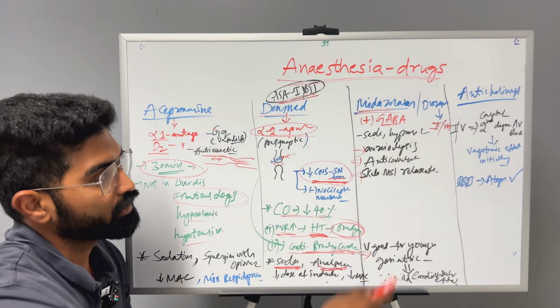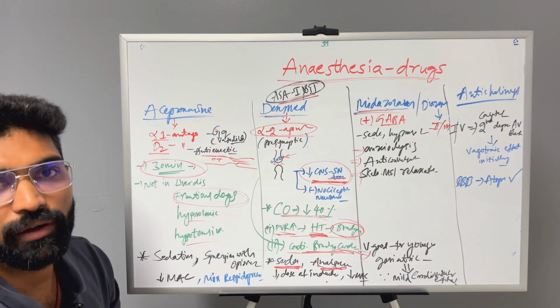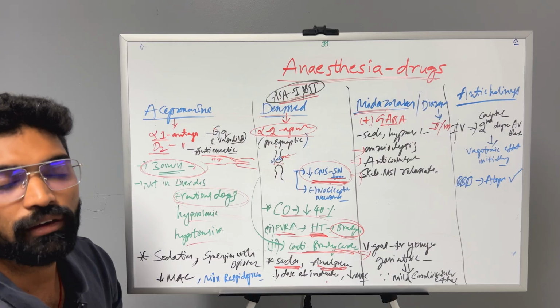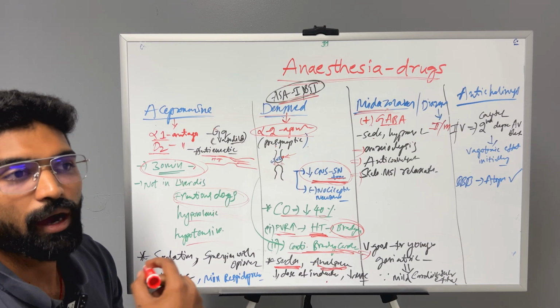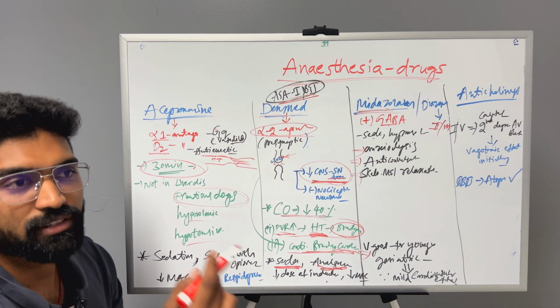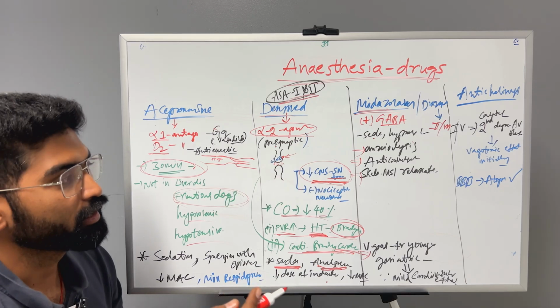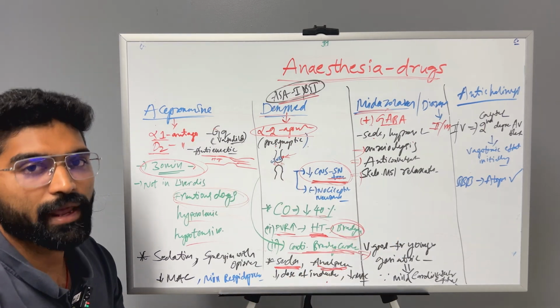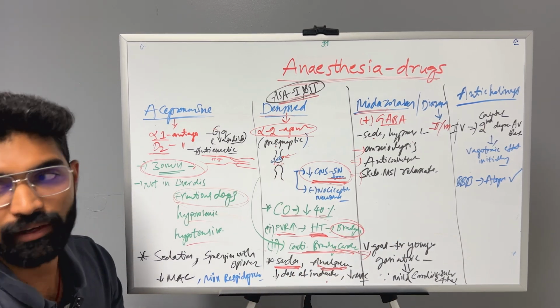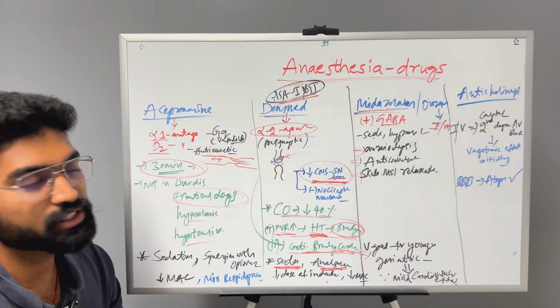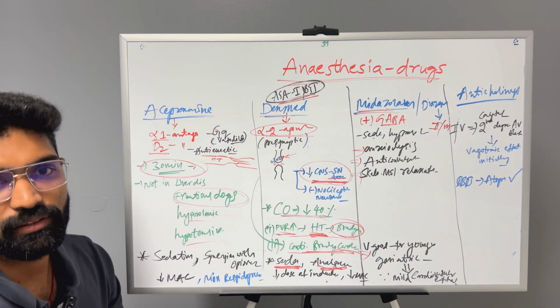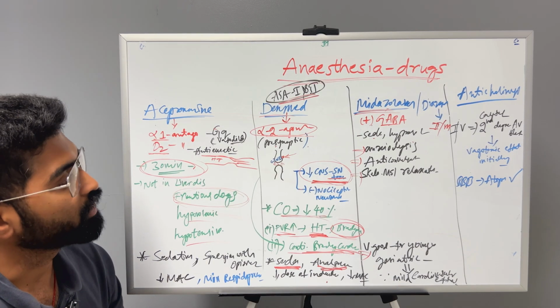Okay, and the main difference between atropine and glycopyrrolate is that glycopyrrolate cannot cause much tachycardia, just like atropine. Okay, and atropine can cross the blood-brain barrier, but glycopyrrolate cannot. So this is about the pre-medication of the anesthesia.